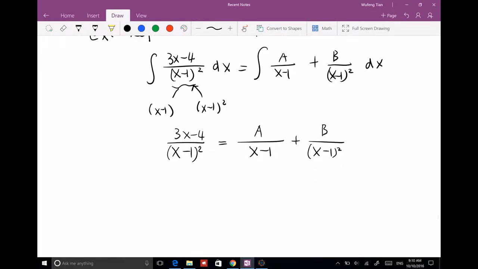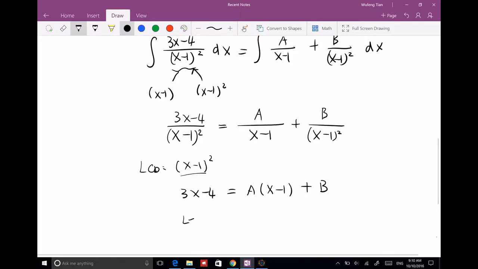3x minus 4 equals A times (x minus 1) plus B. So how do I find A and B? We multiply everything by the LCD. LCD is (x minus 1) squared. Then the left side is 3x minus 4. The other side is A times (x minus 1). B you multiply by (x minus 1) squared, cancel out, so it's just B.